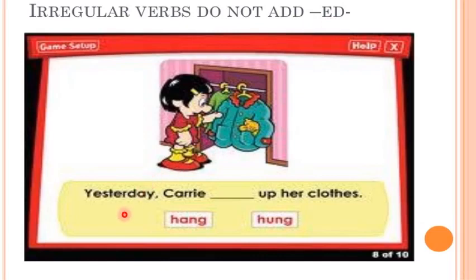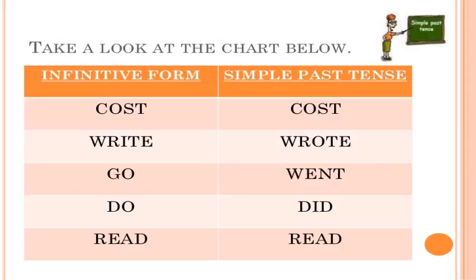For example, yesterday Carrie dashed up her clothes. Now here the verb is given, hang. So hang second form is hung. Carrie hung up her clothes. Let's look at these verbs, infinitive forms or simple past forms. Cost, cost, write, wrote, go becomes went, do becomes did, and read remains the same, read. Some verbs do not change their form, so they become irregular.